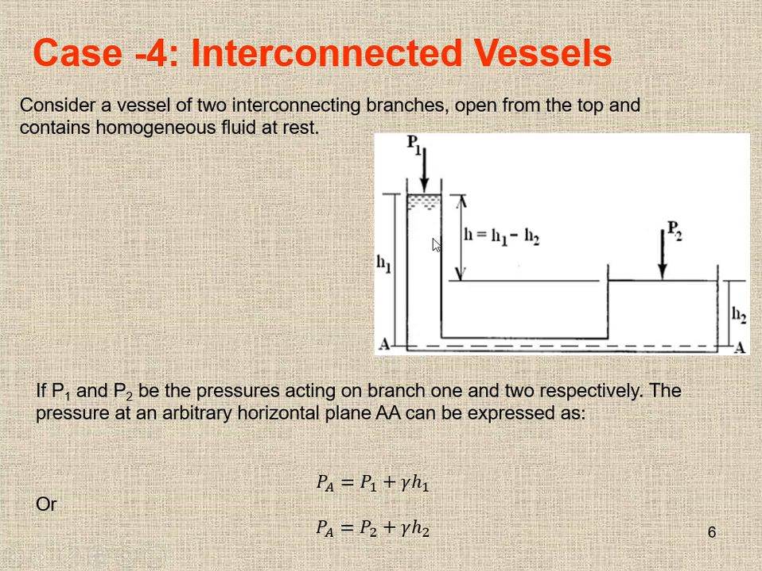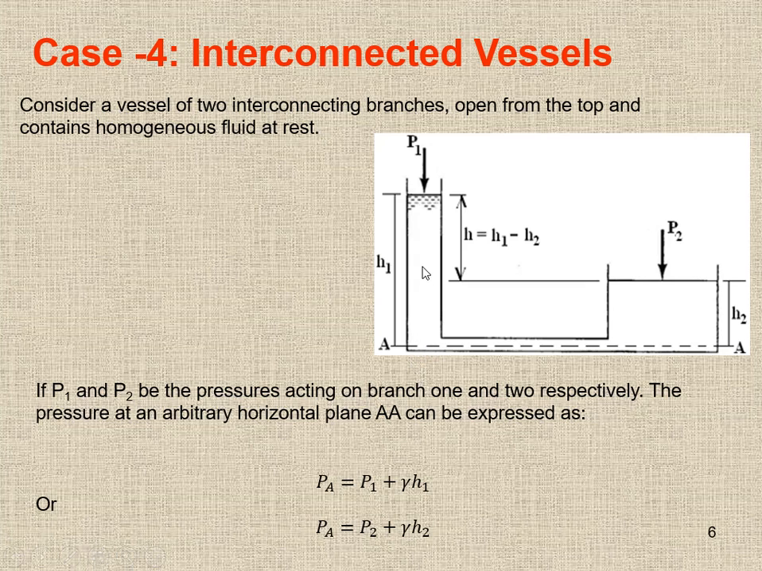This is filled with fluid, and that fluid is continuous. So this is the point where we want to find the pressure. What is the pressure here and what is the pressure here? We derived the equation previously: P1 minus P2 is equal to gamma H1. So we want to find the pressure at point A here. At this point, what exactly is the pressure?